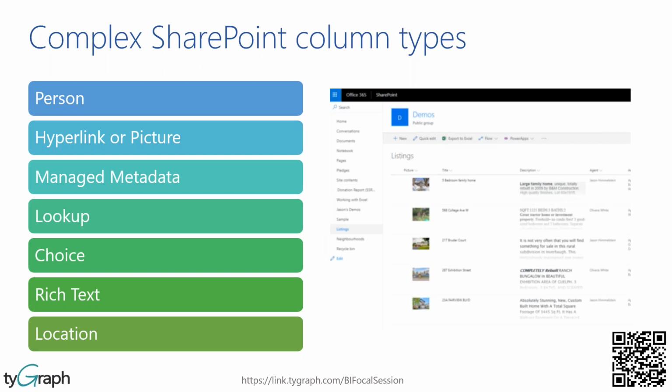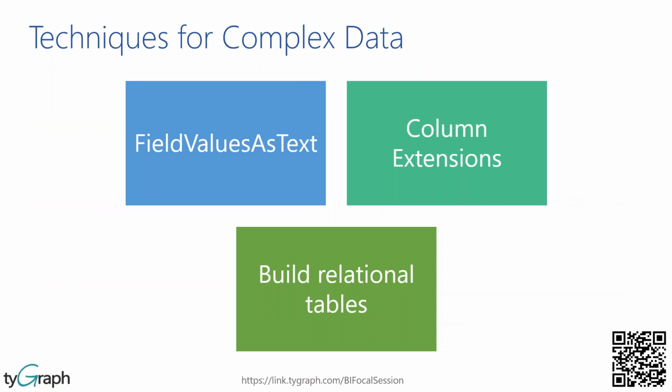So there are various techniques for working with these complex data types. I'm going to show you one of them here in just a second. The important one, well, there are three really. There's the field values as text column. The field values as text column will give you the textual representation of the data, basically how that data looks within a SharePoint list. So that's your get out of jail free card when it comes to working with SharePoint list data.